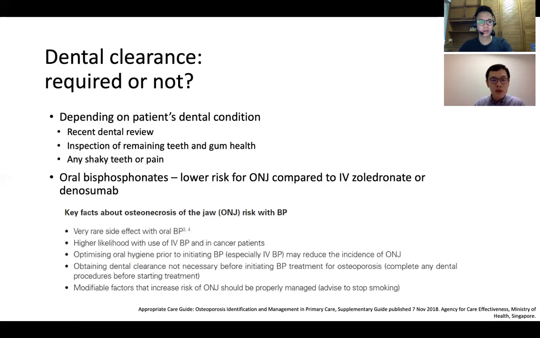This is like the appropriate care guide saying that, for oral bisphosphonates, it's a very rare side effect, and so actually you don't always need to obtain dental clearance before starting bisphosphonate treatment. Okay, sure. Thank you.